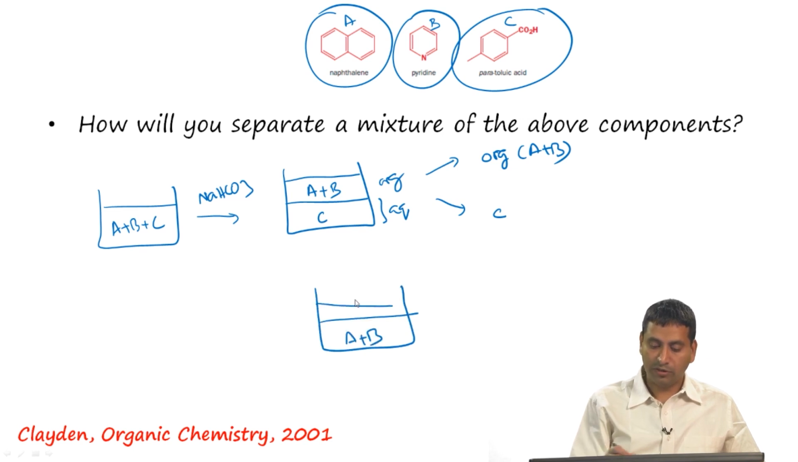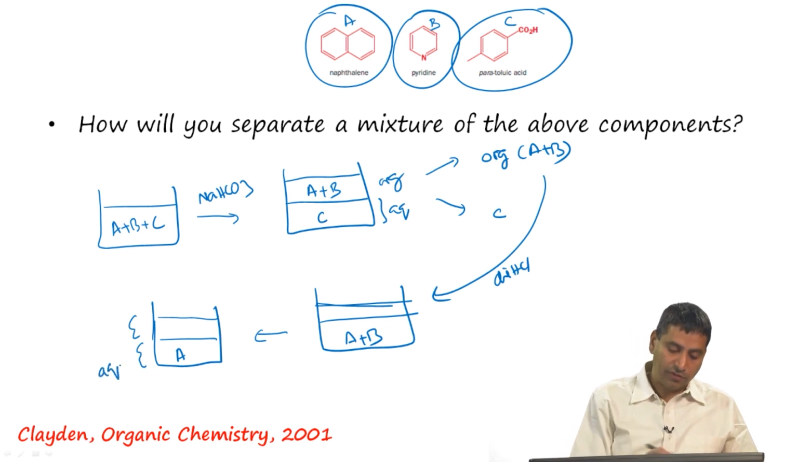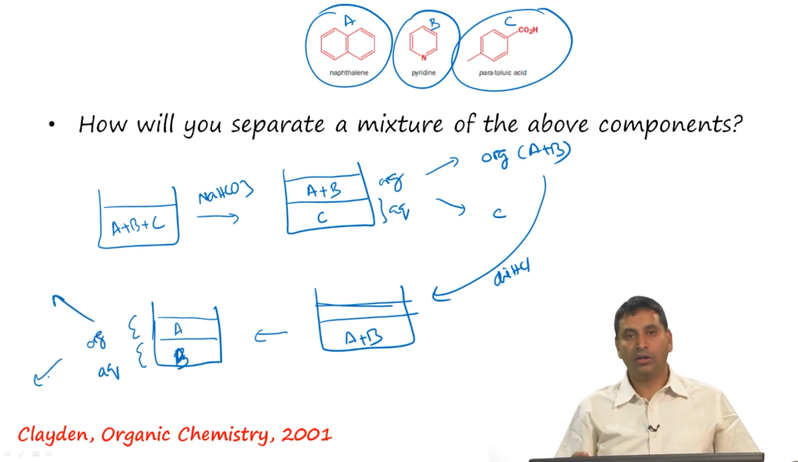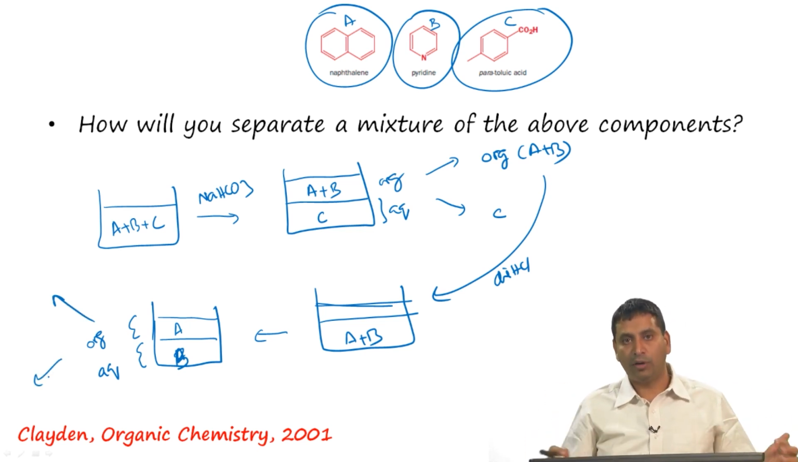you treat it with a weak acid. So, now if you dissolve it in dilute HCl, then the aqueous layer will contain B, whereas the organic layer will contain A. So, now you can separate these two by this process. So, by using simple acid base chemistry, we can separate complicated mixtures if we are able to understand how the acid base properties are manifesting themselves.